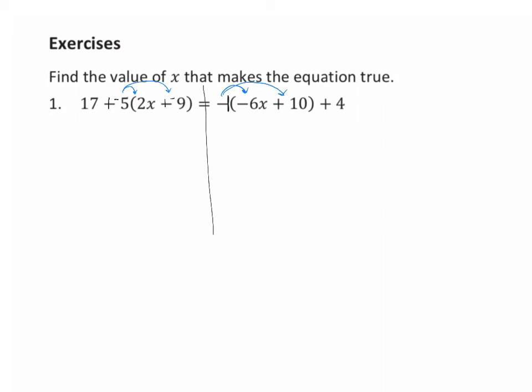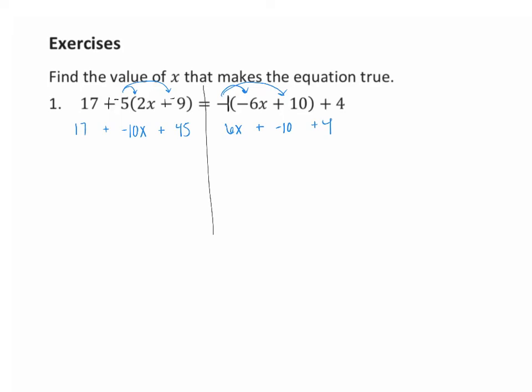So the second thing I'm going to do is distribute. I have 2 places to distribute here. Negative 5 times 2 is negative 10x. Sorry, 2x. And negative 5 times negative 9 is positive 45. Over here, negative 1 times negative 6x is positive 6x. And negative 1 times 10 is negative 10. Everything else stays the same.